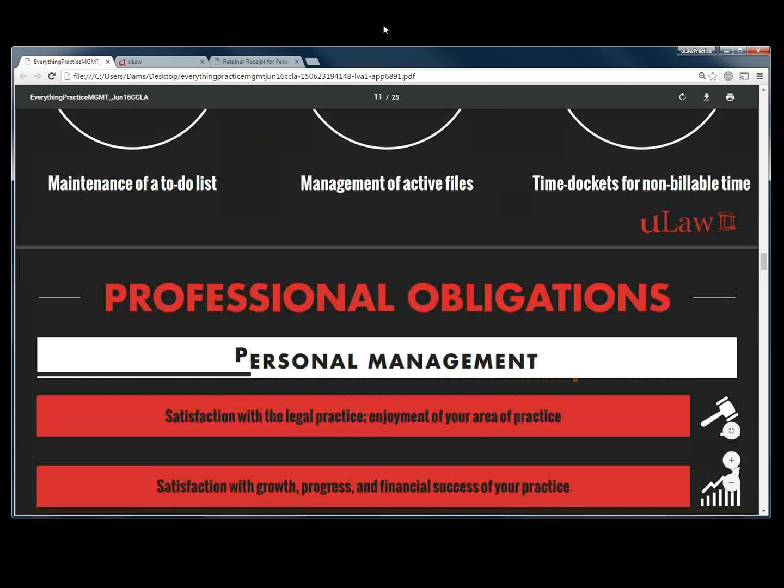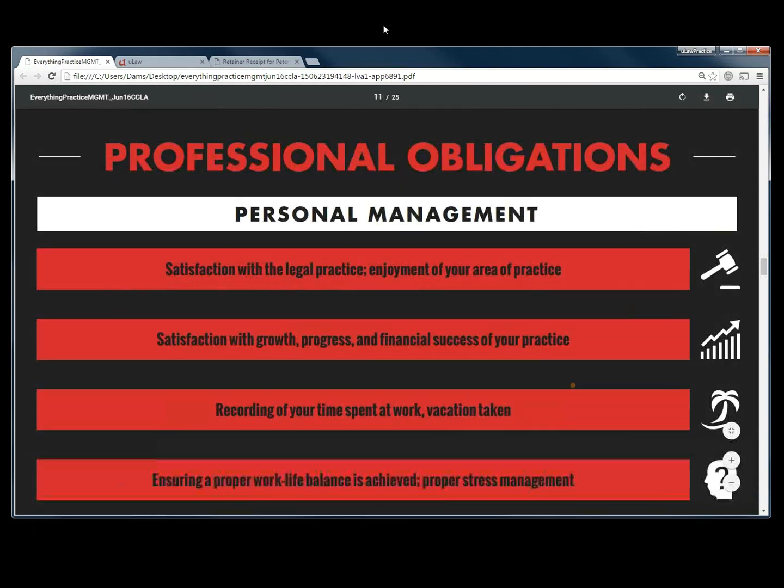So let's look at the last bit in professional obligations, which is personal management. At the end of the day, we want to have a very satisfying legal practice, and you want to enjoy your area of practice. So take the time to review it and enjoy your practice.